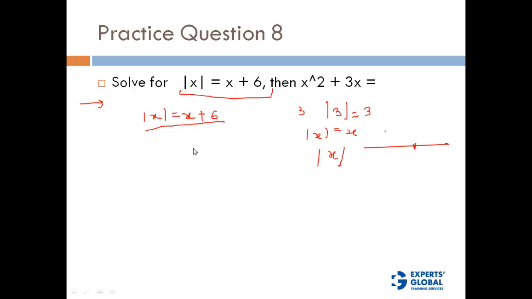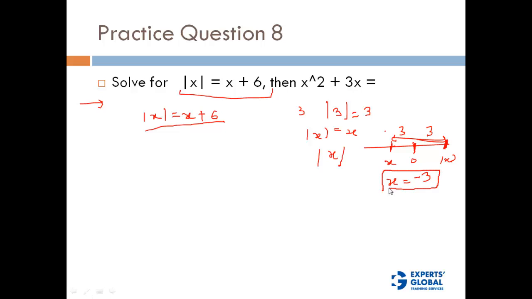So modulus of x and x are separated by how much? We know that the difference between the two is 6. So they will always be separated, equidistant from 0, right? So this is going to be x, this is going to be modulus of x, and the difference between them is 6. That means x will have to be negative 3.